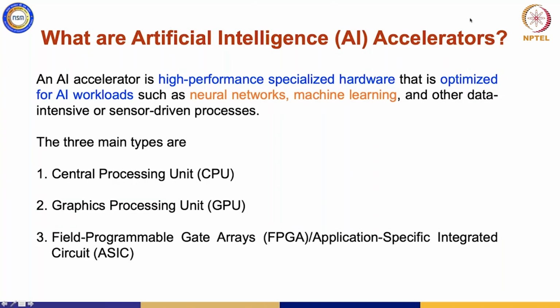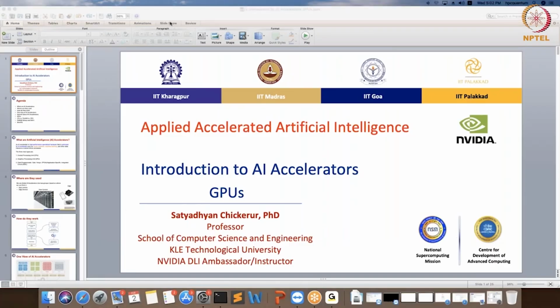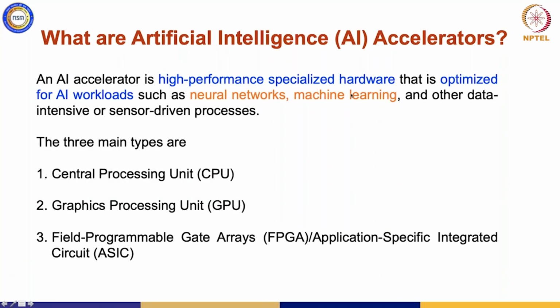If you see this slide, an AI accelerator is a high performance specialized hardware that is specifically meant for AI workloads, which would be neural networks, machine learning programs, and intensive programs which are sensor driven. So you can work with a program which has neural networks and machine learning, which is linked to inputs from some sensor devices.